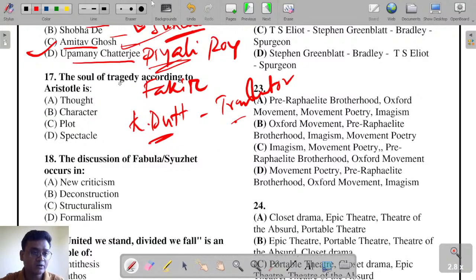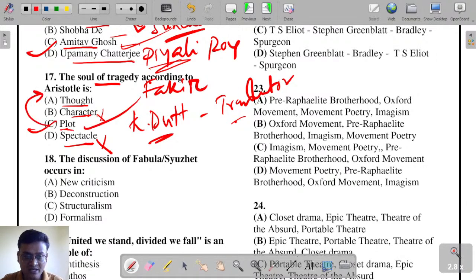The soul of tragedy according to Aristotle is thought, character, plot, or spectacle. It's not spectacle, not character, so plot and thought. What is the soul of a tragedy according to Aristotle? In the Poetics, the soul of tragedy is the plot. Plot is the soul of tragedy. So C is the right answer.